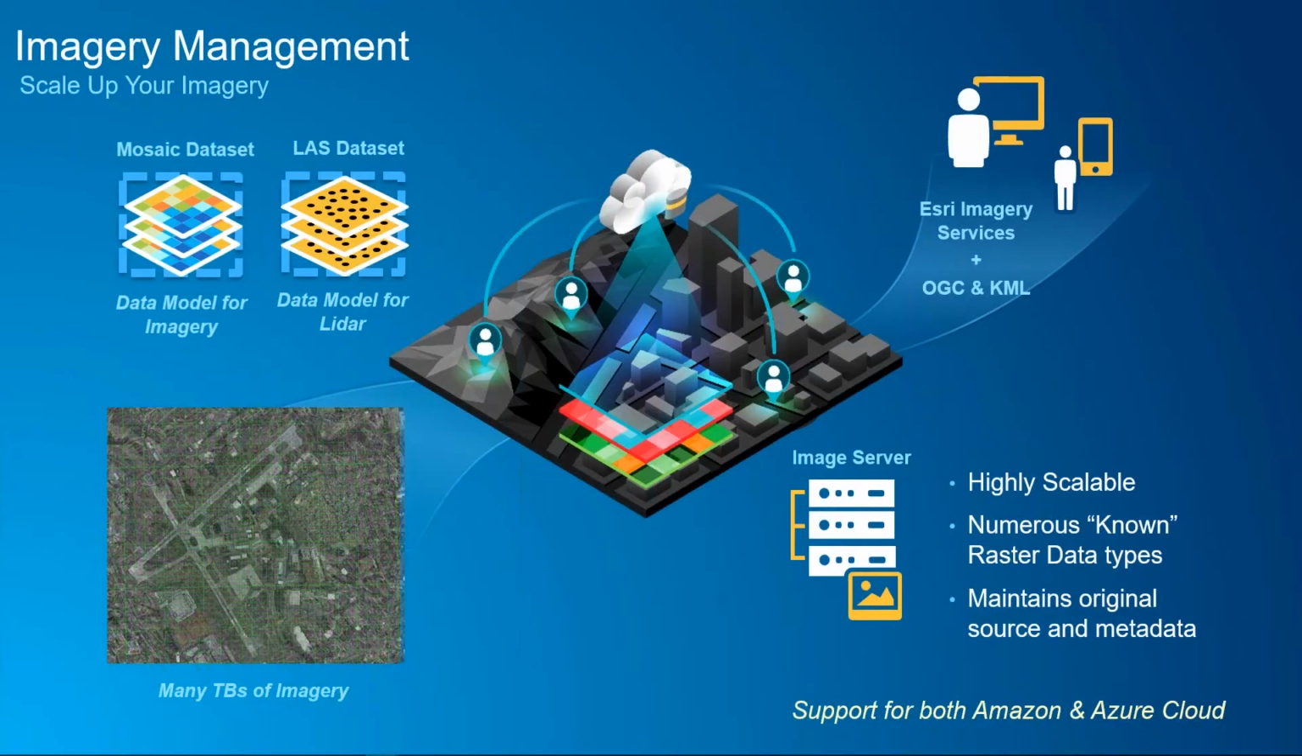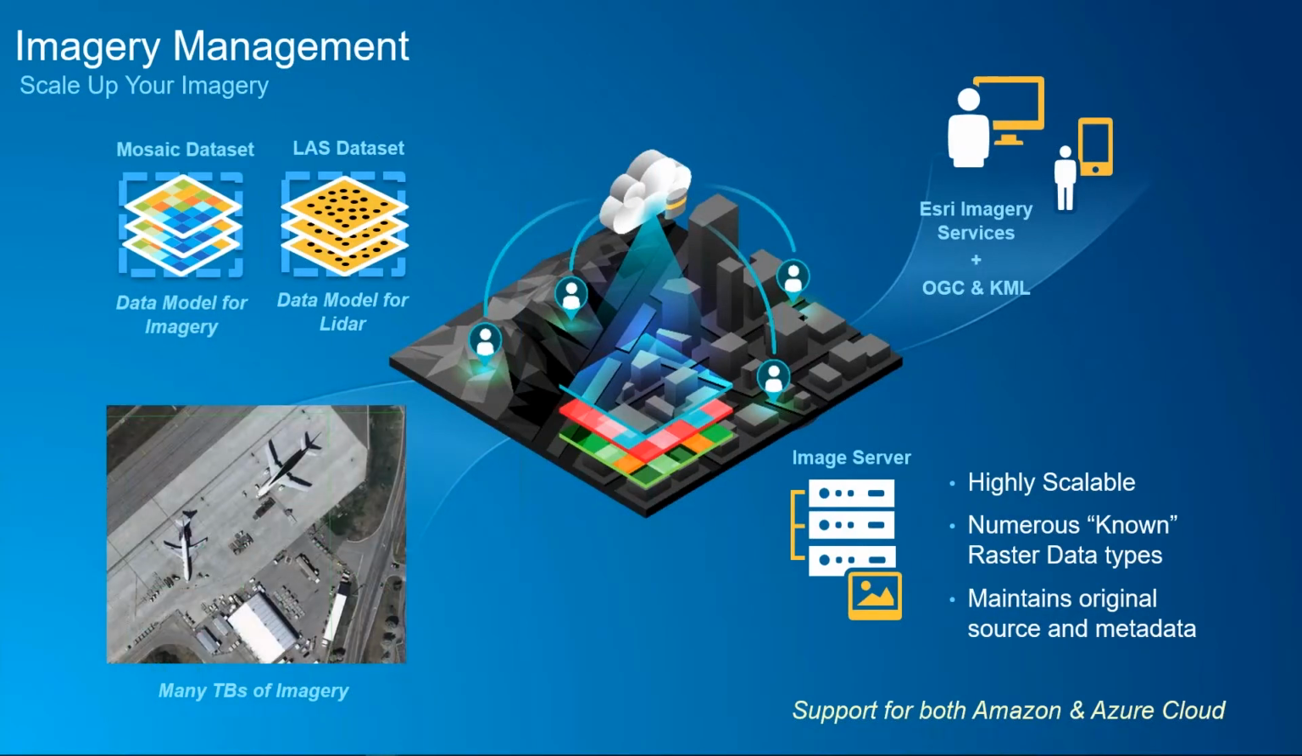So rapid access to your imagery and scalable processing is at the core of our image management. Now, as the imagery needs of your organization grow, it's important to have proper image management. It starts with our data model for imagery called the Mosaic dataset. This Mosaic dataset lets you quickly access any image pixel at any time within your entire archive.